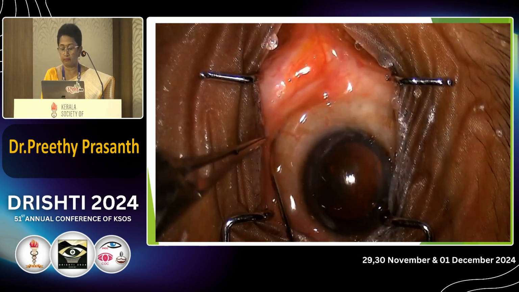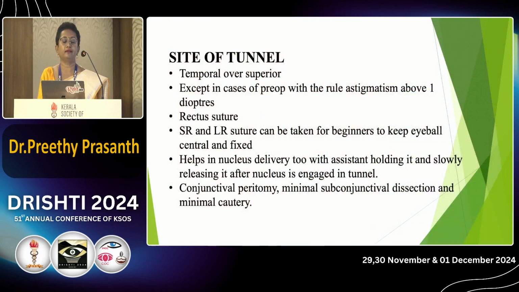And after massaging well, we can go on to the conjunctival peritomy. You can take either the superior rectus or lateral rectus, especially for beginners, to keep the eyeball central and fixed. And it also helps in nucleus delivery with the assistant holding it and slowly releasing it after the nucleus is engaged in the tunnel. You can do conjunctival peritomy either at the superior or lateral area.